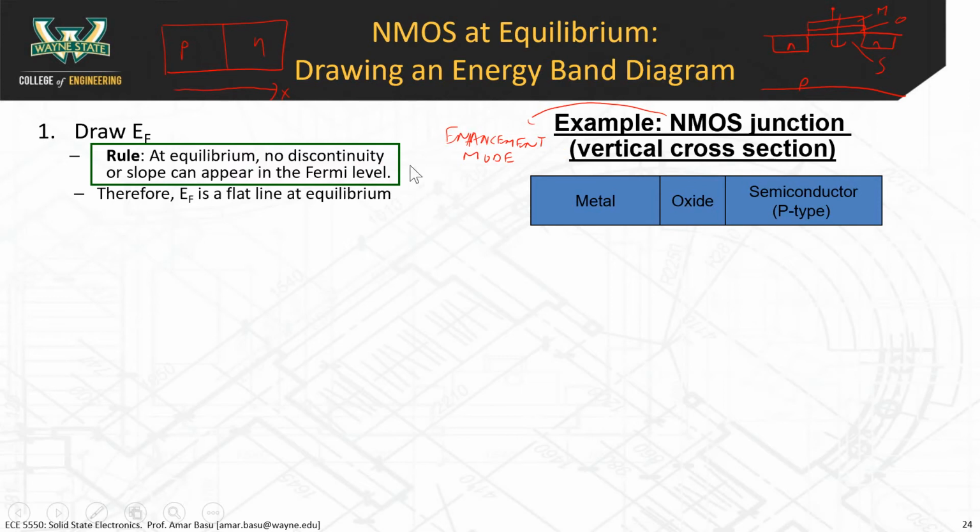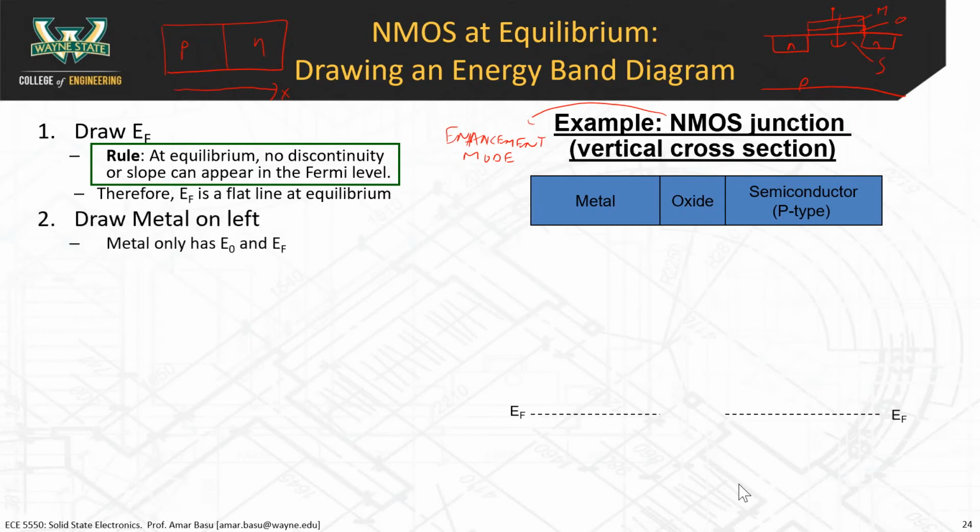Just like we've done before, hopefully you have a set of rules in your head on how to draw band diagrams. The first rule that you want to remember is that at equilibrium, no discontinuity or slope can appear in the Fermi level. So we just draw the Fermi level as a straight line across like this. Notice that in the oxide, we don't bother drawing the Fermi level. You can if you want, but we generally just leave it out. I'll get to why that is in a second. So the Fermi level goes in a straight line across, in the metal and then in the semiconductor.